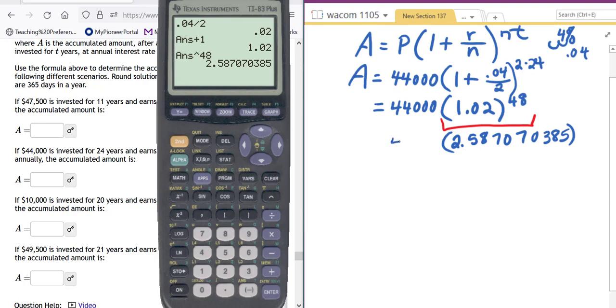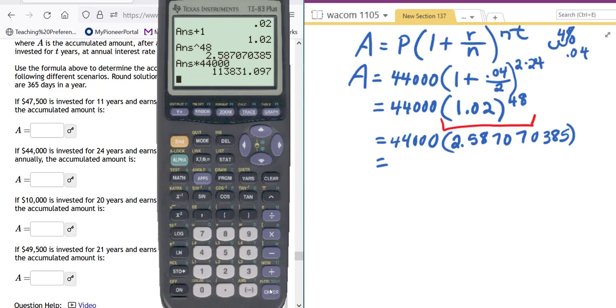Now that is going to multiply by this. I'm just writing that all out so you could compare if you were checking yourself. All right, and I can hit times and it's still in there. 44000, enter. You want to always make sure that you are using your calculator correctly. The calculator is only as smart as the person pushing the buttons.